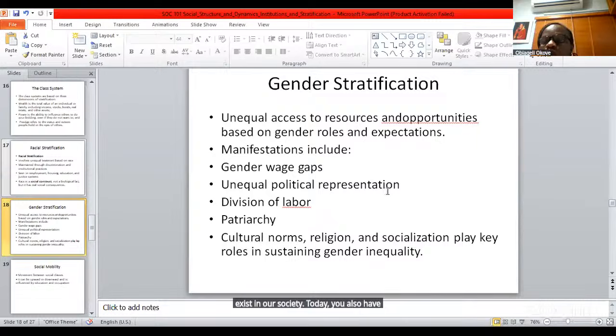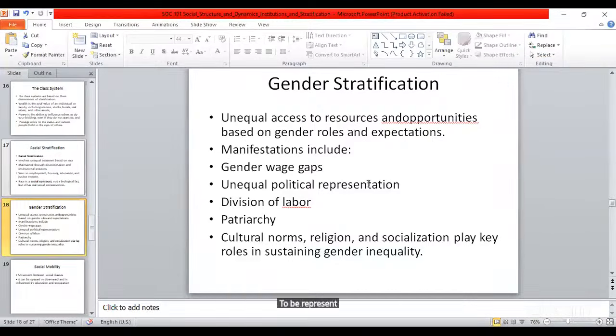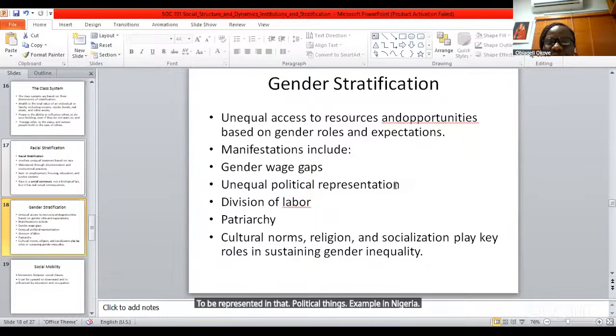You also have unequal political representation. Women do not have equal opportunity with the men. The men have the upper hand in being represented on political scenes. For example, in Nigeria, women do not have equal access to resources as the men. When it is time for elections, the prices of the forms are in millions. So the woman cannot afford it because she doesn't have enough money. Automatically, she will not have that opportunity, even if she had the ambition of representing her constituency in politics. She cannot because of a lack of resources.